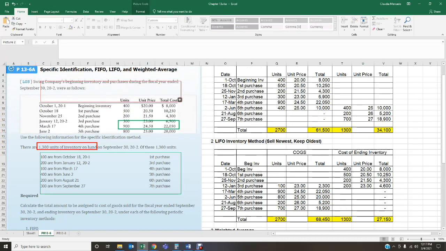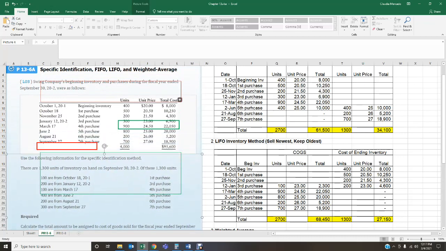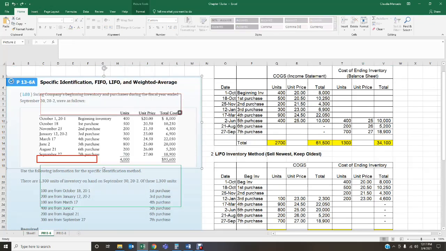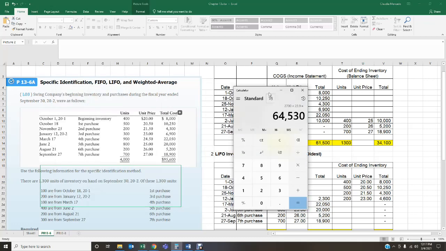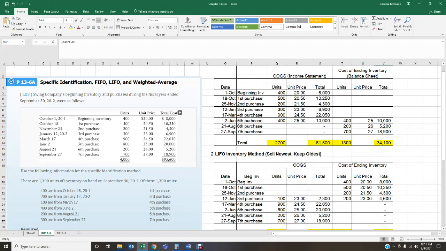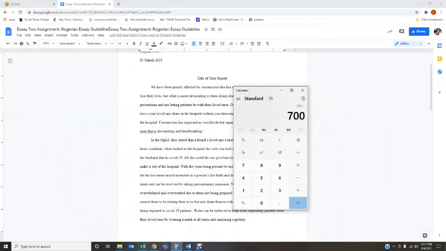Okay, so sorry about that, just deleting this because it moved. Okay, there we go. So the 7th purchase, 700 units. Do we have any remaining from that September 27th transaction? Yes. We purchased 700. Then it says here that out of that purchase, 300 are still sitting in our warehouse.